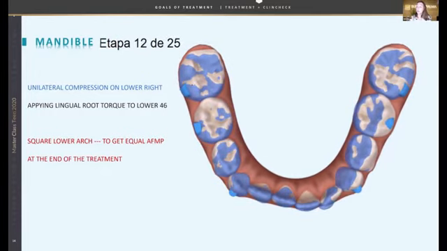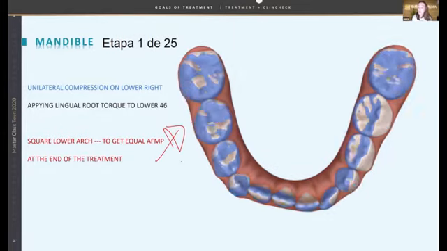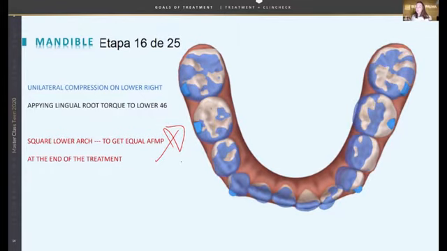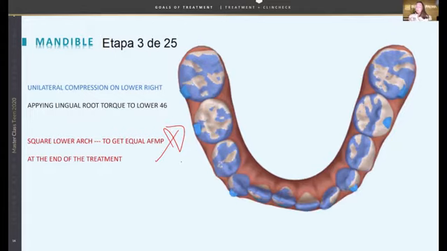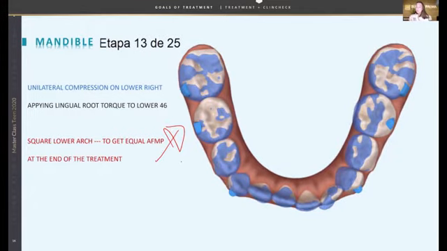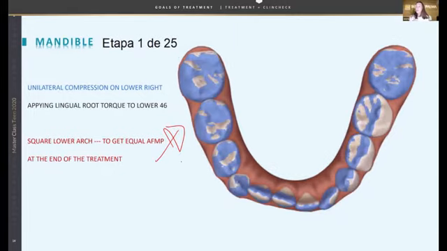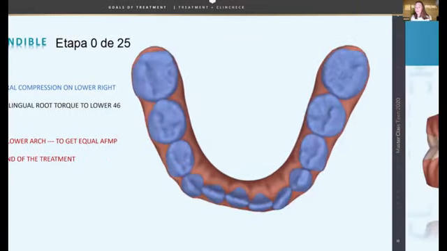So we are going to ask for compression on the right side of this patient, and we are going to ensure at the end of the treatment a square shape in the lower arch in order to have contact in between the incisor at the end of the treatment.